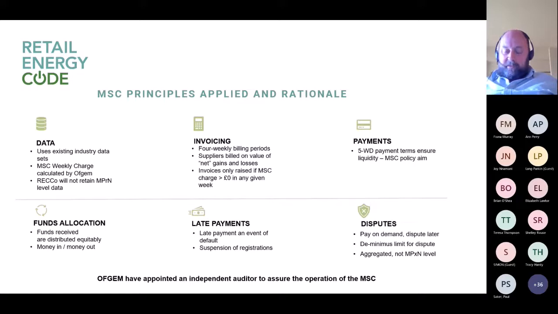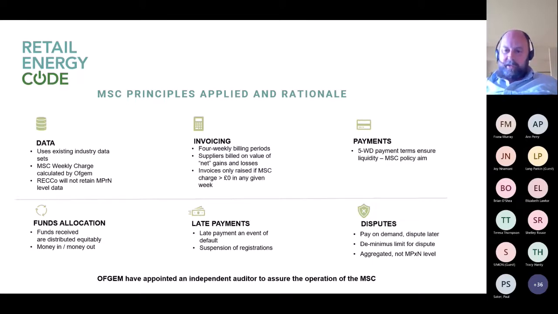In the interests of efficiency and to make sure that we're not clogging up the Performance Assurance Board with lots of small invoices, we've introduced a de minimis threshold. Again, we've looked for precedent elsewhere in the industry. We've set that de minimis threshold at £3,000 or the value of the invoice if it's smaller. And again, we've taken that principle from the BSC in terms of their trading disputes thresholds.